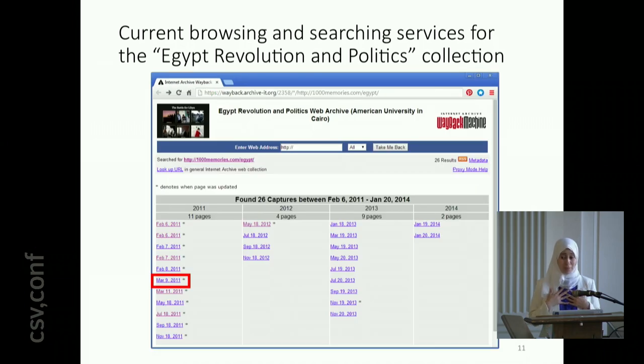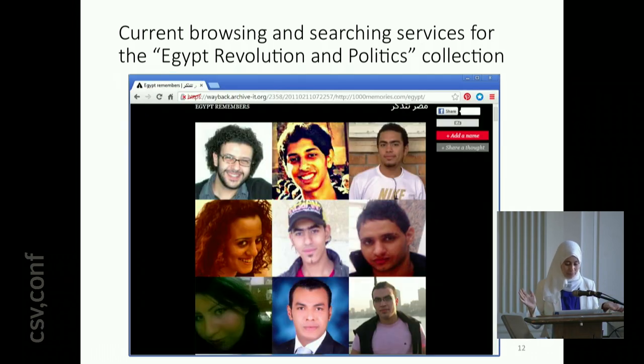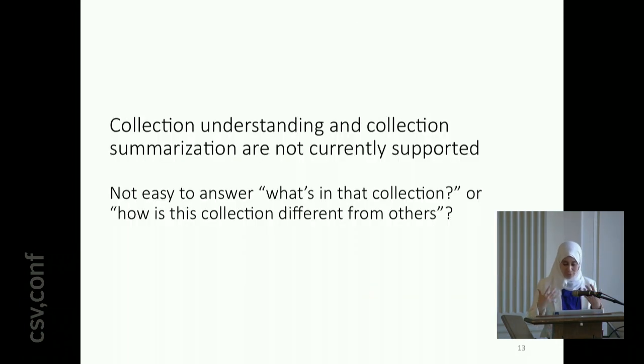Suppose that I'm Yusuf, and after many years, I wasn't there during the Egyptian Revolution, so I'm going here just to understand what was happening. I click on a page, and I'm presented with another list of dates. These are different copies for the URI I chose. Suppose I click on any one randomly, and then I'm presented with this page. To understand what's inside this collection, I have to go through all of these pages. So understanding the content of these collections is not easy for regular users.